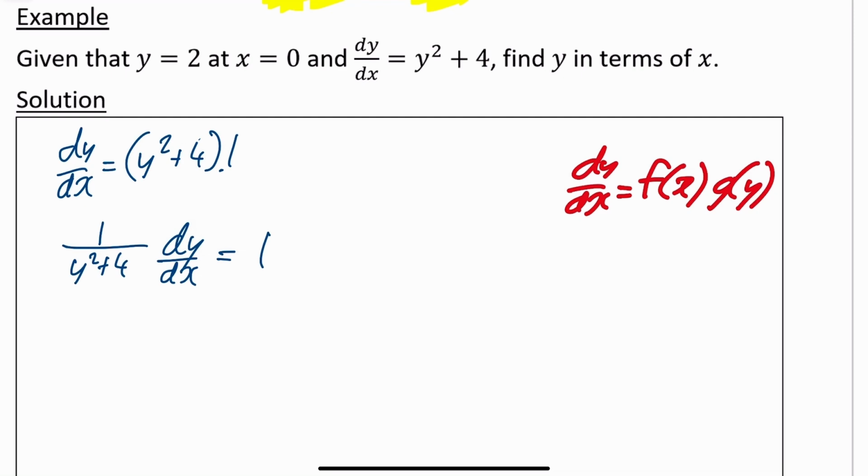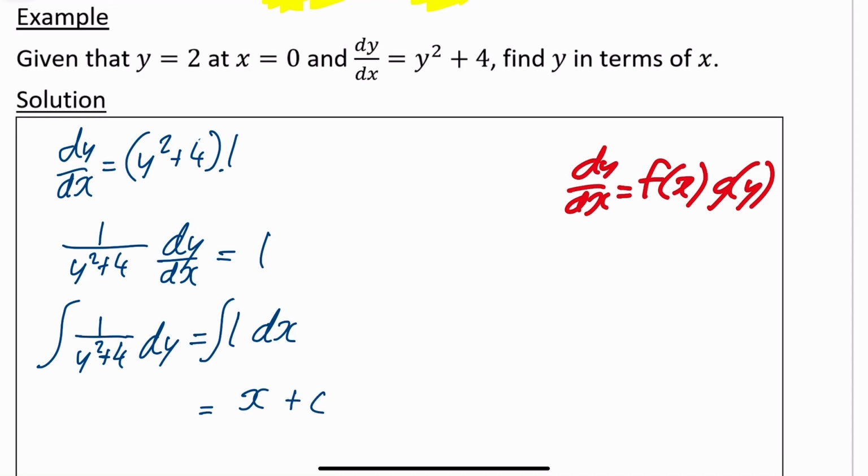And then we're going to separate our variables. So really what I'm thinking of, I've got 1 over y squared plus 4 times my dy is equal to 1 times my dx. That's obviously not what that dx is doing, it's not multiplying. But if you put an integration sign around it, it makes sense. So we have separated the variables, and you can now integrate. Okay, we'll do the right hand side first because it's easy. Integrate 1 with respect to x, you get x plus your constant of integration.